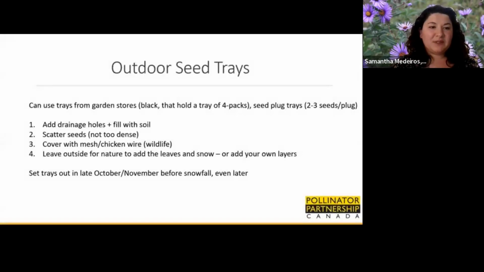So the steps for outdoor seeding trays are to add your drainage holes, fill the seeding tray or plug tray with soil, scatter your seeds, and sprinkle 1 or 2 millimeters of soil on top and tamp that down. If you scatter your seeds too dense, you're going to have a lot of plants competing for resources and space. So if you're using a plug tray, maybe about 2-3 seeds per plug.